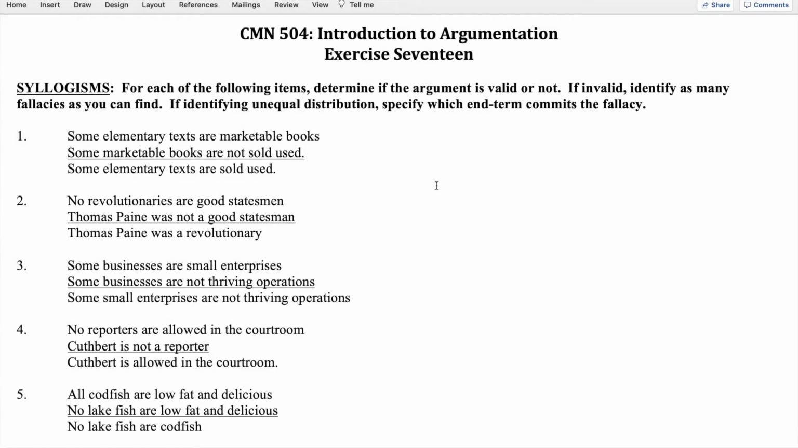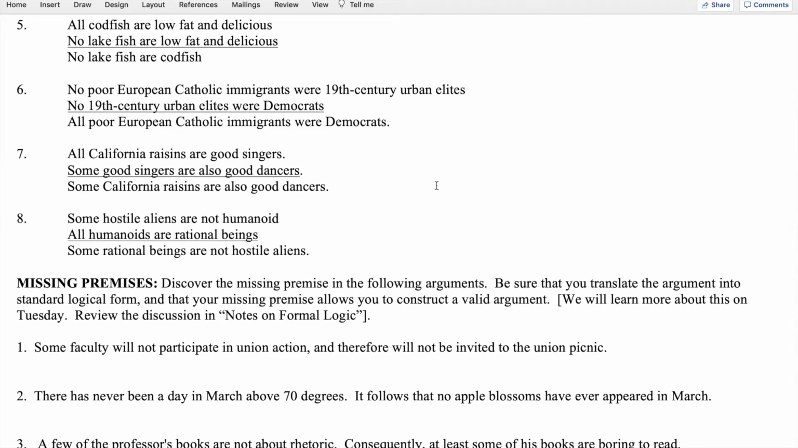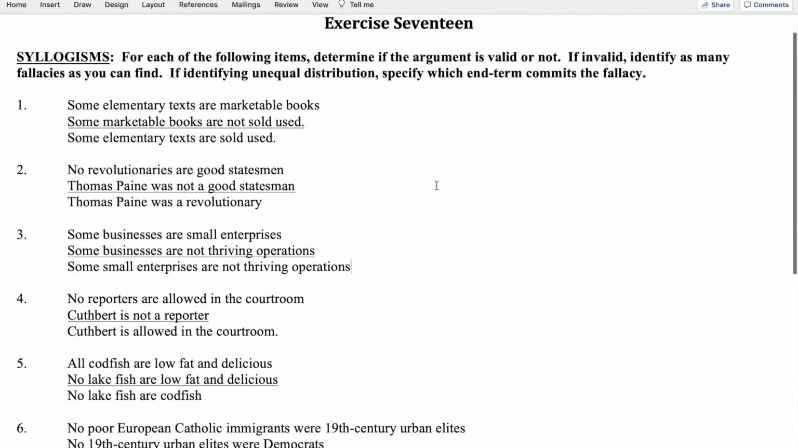So let's take a look at homework exercise 17. And in this exercise, we have a number of syllogisms to test, and also at the end, a few items where your task is to generate the missing premise.